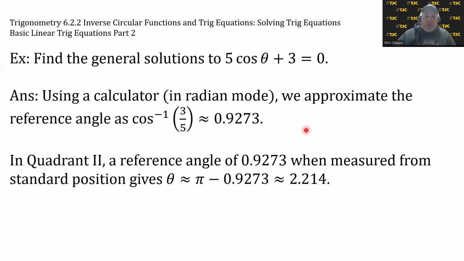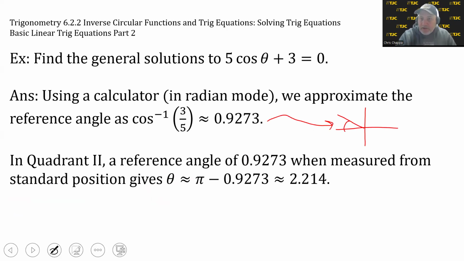In quadrant 2, a reference angle of 0.9273 when measured from standard position gives us theta is approximately pi minus 0.9273, which is approximately 2.214. And again, if you have trouble seeing that, then just draw a quick picture. We put the reference angle in quadrant 2. So we'll just say this angle goes here, but we want to measure it from over here. Altogether, it makes a semicircle. So it would be pi minus the 0.9273.